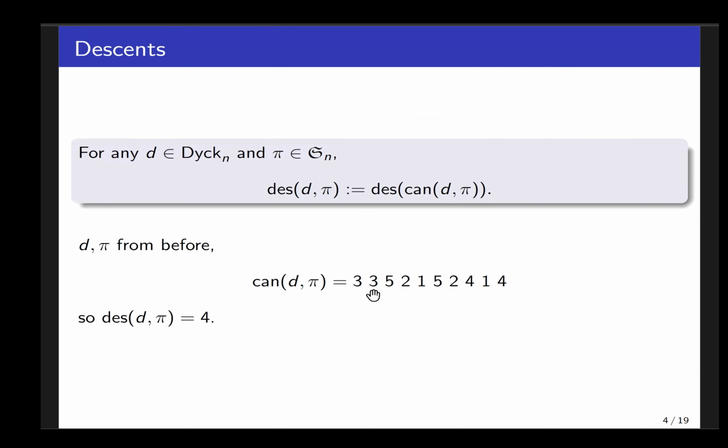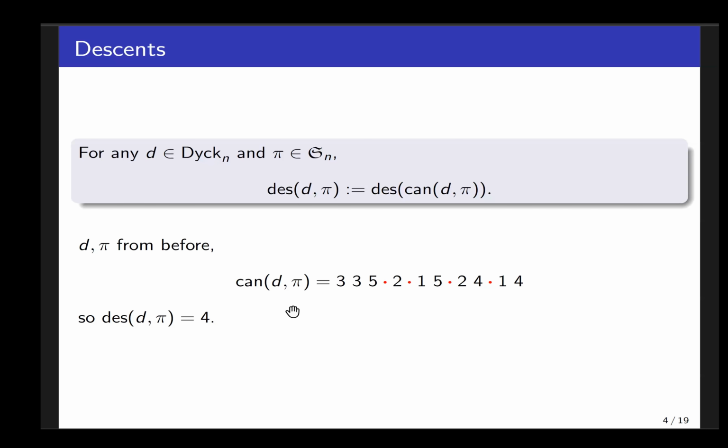So for example, here, in this example of canon permutation, I have 5 in position 3 followed by a smaller entry 2. So that means I have a descent there. And another descent in position 4 because 2 is followed by a smaller number 1. And another descent here and another descent in position 8. And that's 4 descents in total. So for every canon permutation, I want to count how many descents there are. And that's what I'm going to denote by little des of the canon permutation, or for short of the Dyck path and the permutation pi that I started with. So I want to study descents on canon permutations.